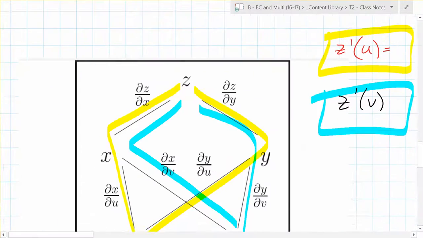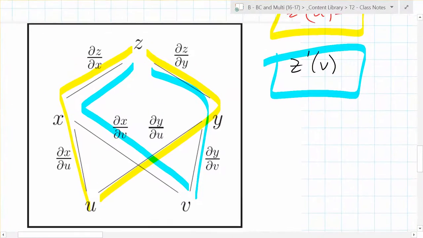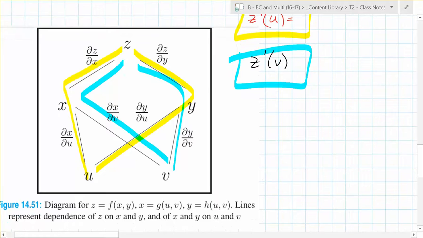So, for example, over here, what could you have? What does this show us right here? Take a look. What happens here? z is in terms of what? x and y, right? But x and y are both in terms of what? u and v. So if I wanted z prime u, how many paths are there? Those are the yellow ones, right? You multiply this partial times this partial and add this partial times that partial. Same thing over here for v.